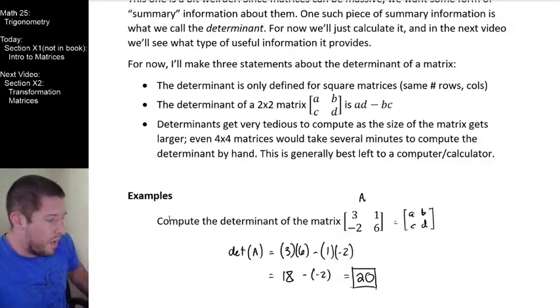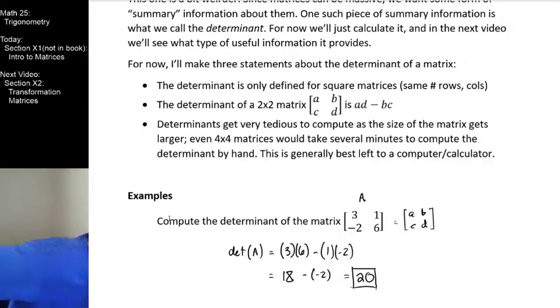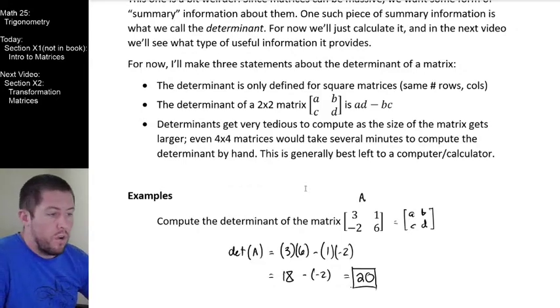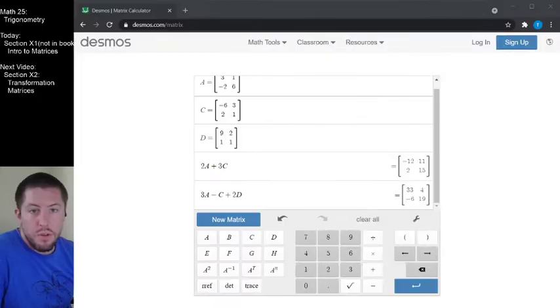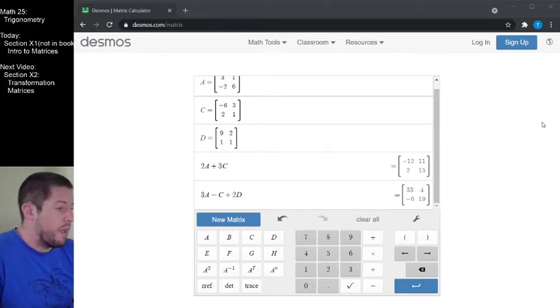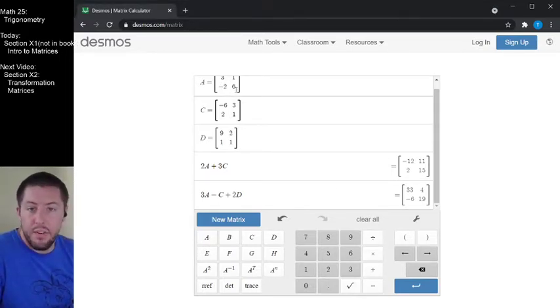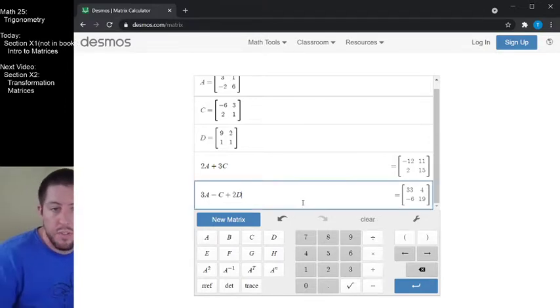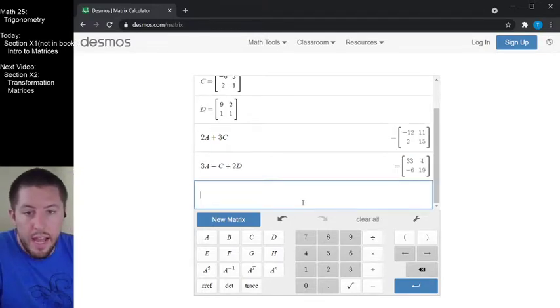Okay. So this determinant of a matrix is certainly an operation that's going to be given to us in our matrix calculator in Desmos. So let's go back over to Desmos. The 3, 1, negative 2, 6 is what we had already called A here. We can see that it's defined right there. A is 3, 1, negative 2, 6. So let's go ahead and just hit enter right here.